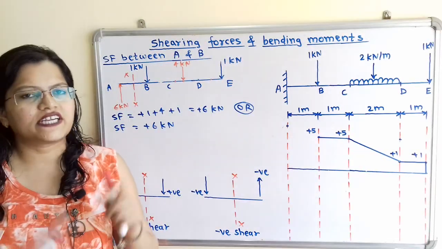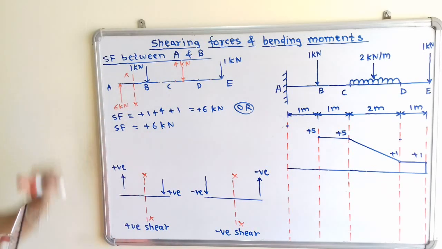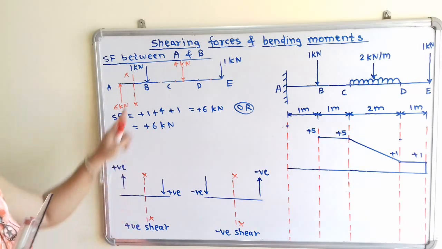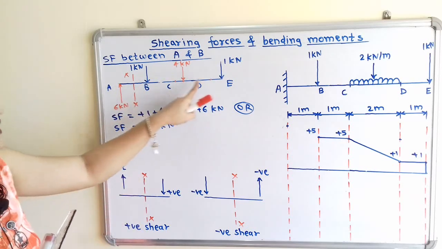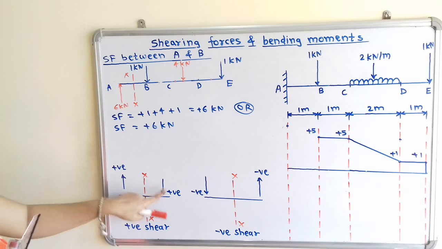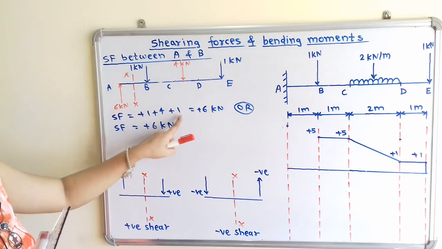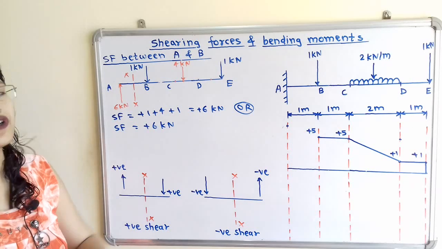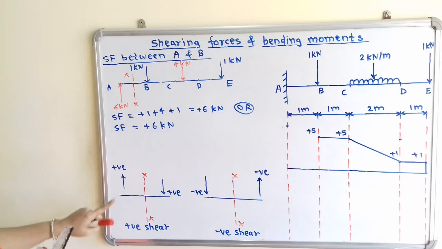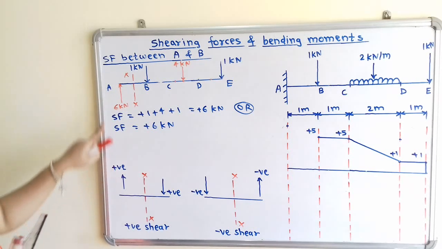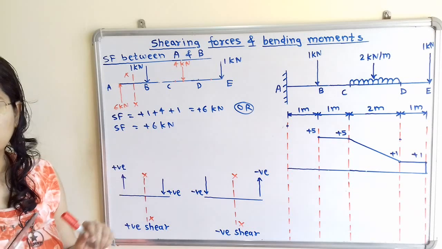Now we will calculate shear force between A and B, and we will consider the section line XX. If we take the summation of forces on right hand side, so all the forces are in downward direction, so we will take the positive sign, that is +1 +4 +1, that is +6 kilonewton. Or second way, summation of forces on left hand side. So on left hand side for upward direction we will use positive sign, so it is +6 kilonewton.